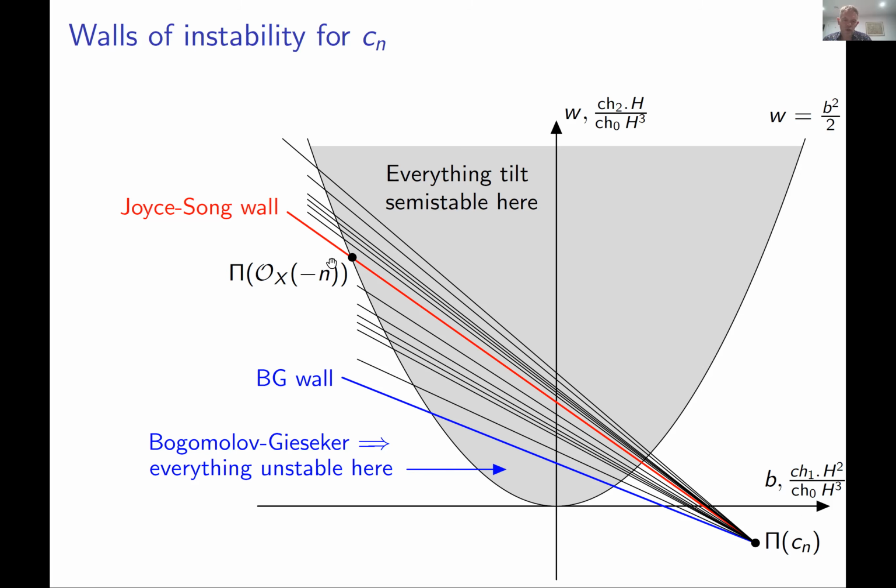Then there's a special wall that we call the Joyce-Song wall. That's the line joining our class to the class of the line bundle O(-n). So that'll be the wall on which our class can get destabilized by these sections I've been talking about. I will remind you about that in a minute. Then there's some other walls. Again, it's very hard to control these walls, but there's only finitely many. And then there's an upper wall, and beyond that, we're in what we call the large volume chamber.